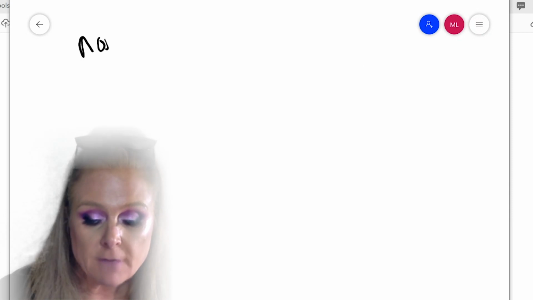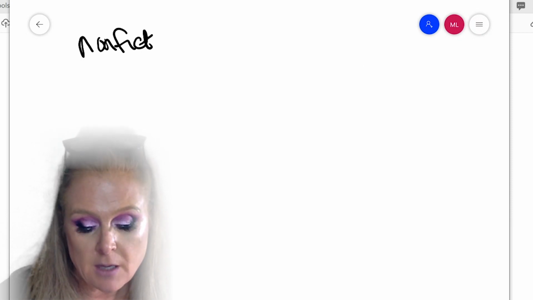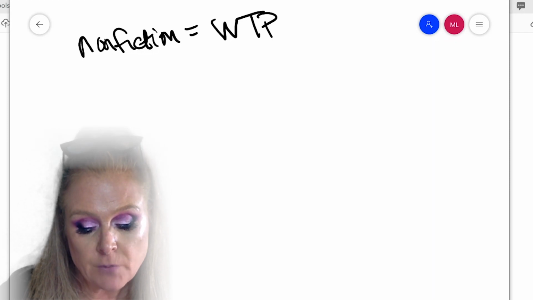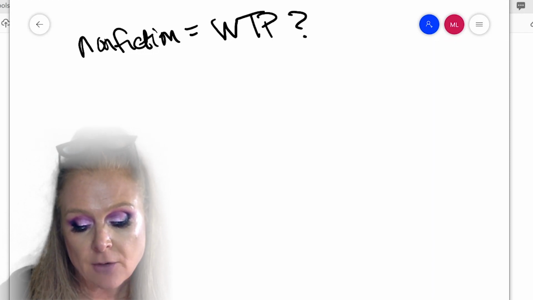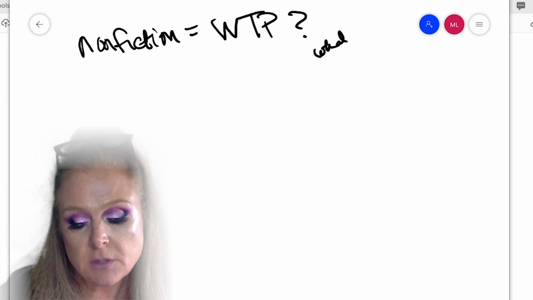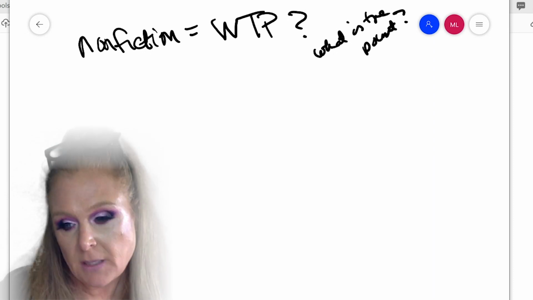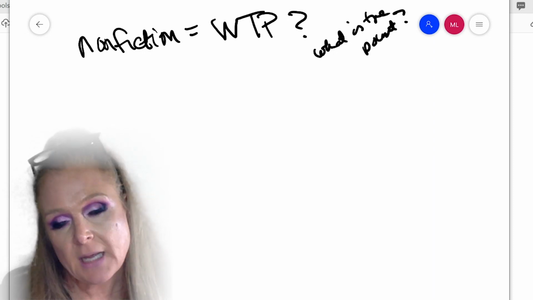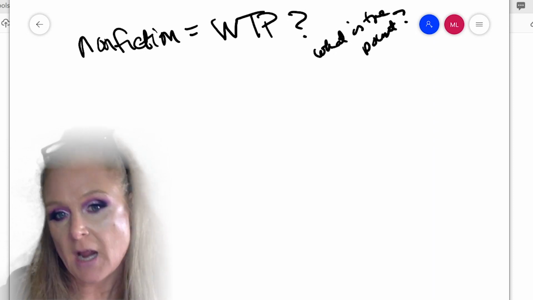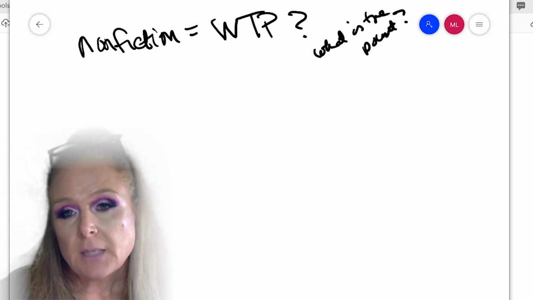Okay, so for instance, we've spoken so far in class about nonfiction. When we read nonfiction, we're going to remember the acronym WTP. What's the point? As I read and I go along, I'm going to be thinking, what's the point? And that's a good best practice for anything that you're reading.